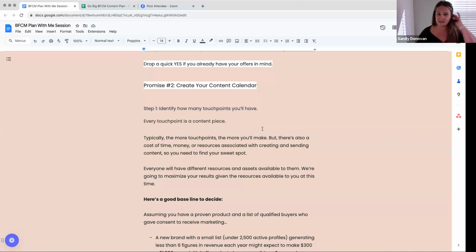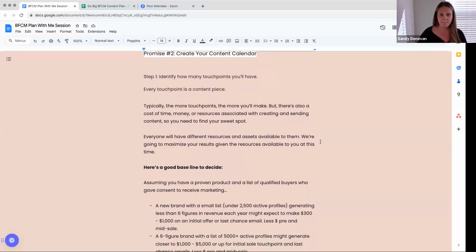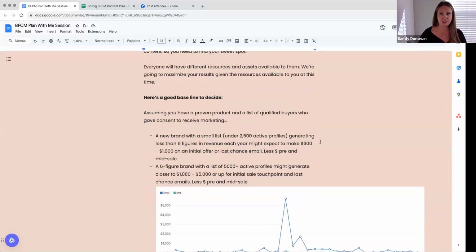Everyone is going to have access to different resources and assets. Some people are going to have more time than money. Some people are going to have more money than time. Some people have a whole team behind them that can create all this content. Everyone's in a different spot. That's okay. But I'm going to lay out 3 different tracks so that you can pick the track that's right for you, for where you're at right now, and still get results.